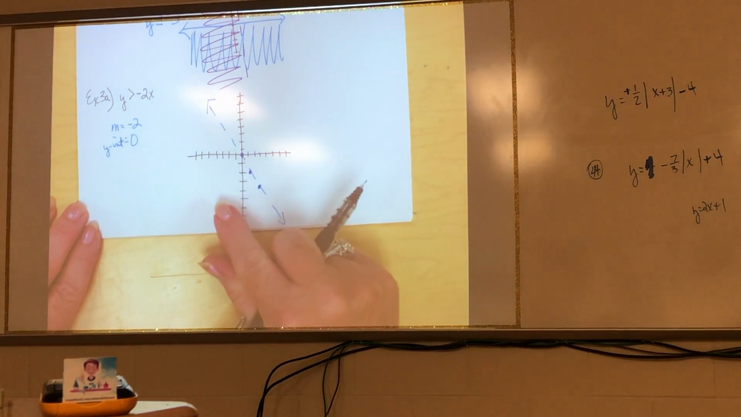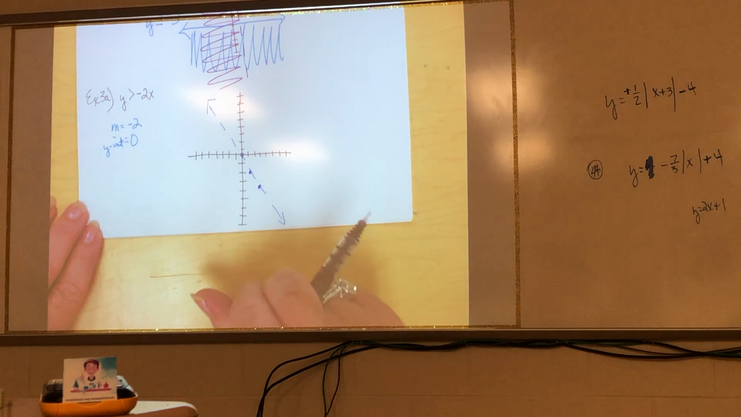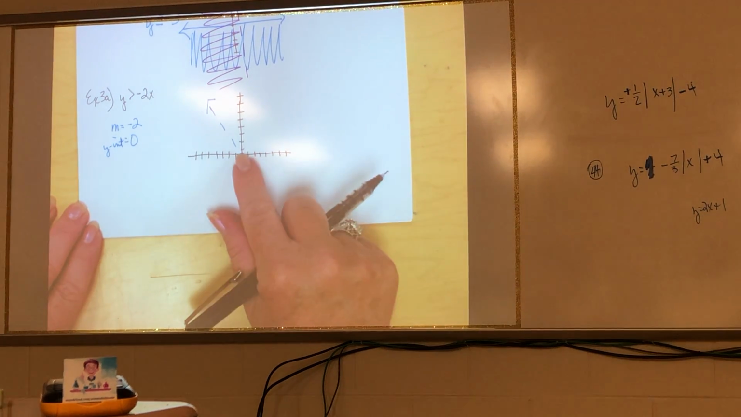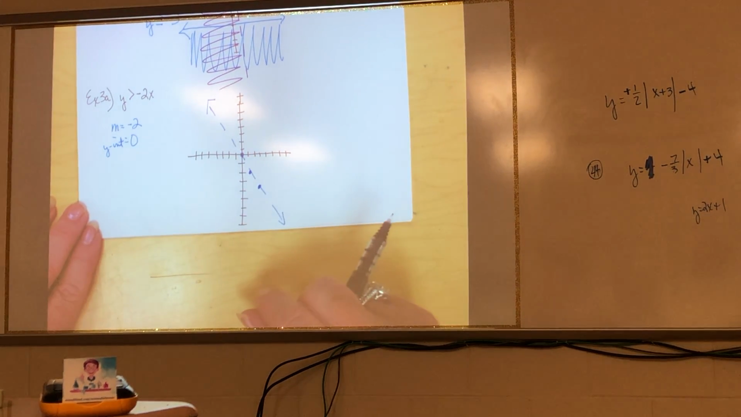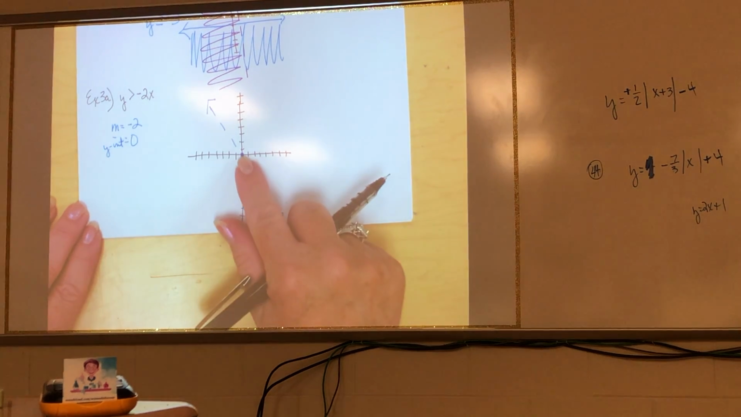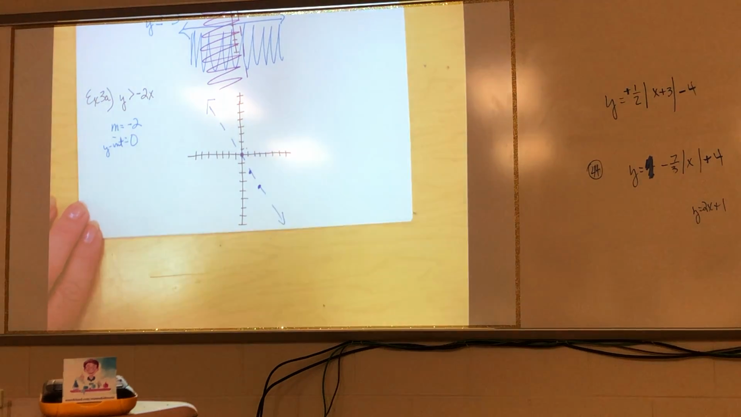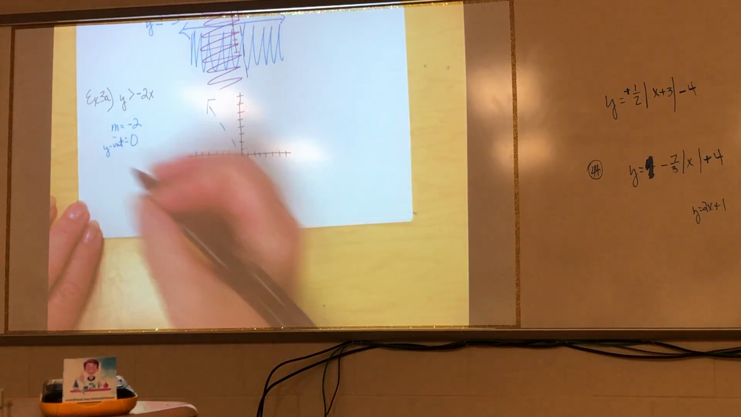Pick a point. I don't care where it is, as long as it's not on the line. If I could pick 0, 0, I always told my kids to pick 0, 0. I can't pick it here because it's on the line. So I'm going to pick that point right there. I could pick whatever point I wanted to, but I'm going to pick 1, 1.